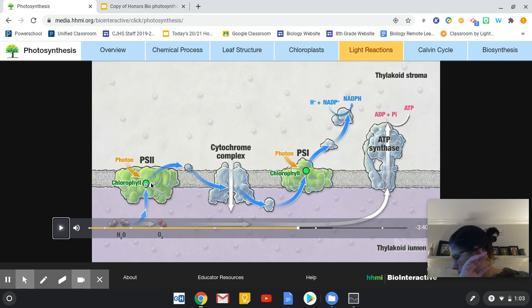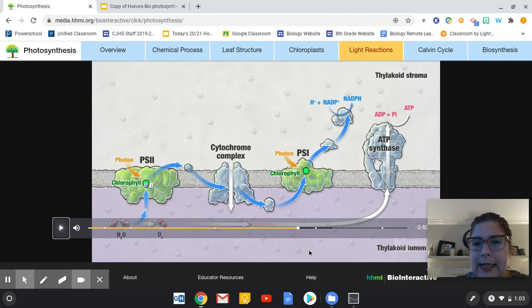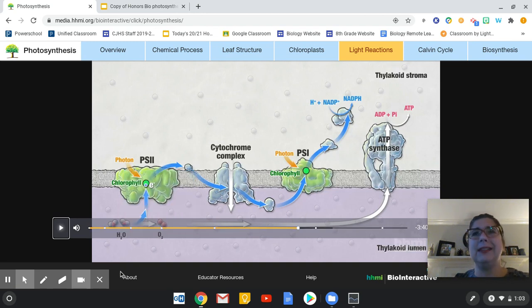And that energy is used to split water molecules. Remember the water that's taken up through the roots, okay? And now the hydrogen from the water molecules, they start to accumulate inside the thylakoid. And the oxygen is released to the environment because we don't need it. The plant doesn't need it, okay? But these hydrogens remain in here for now.